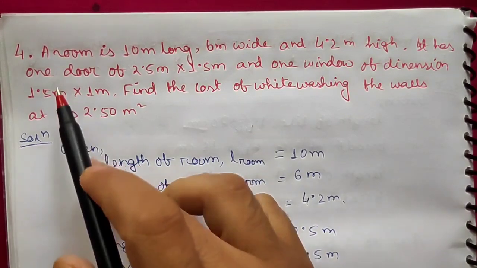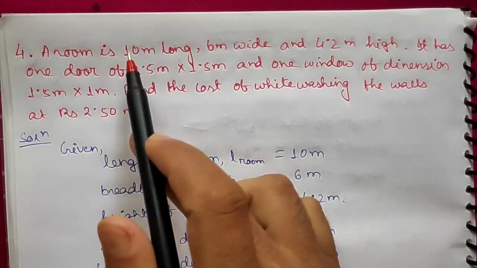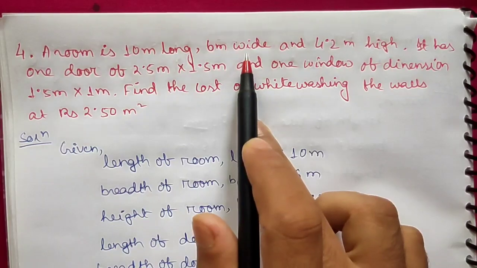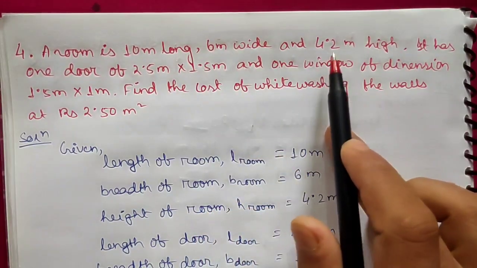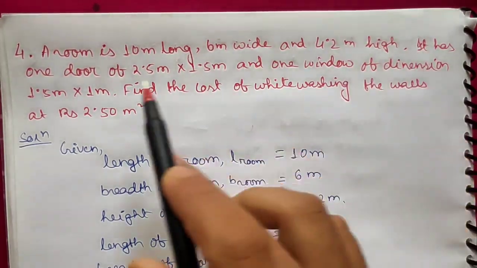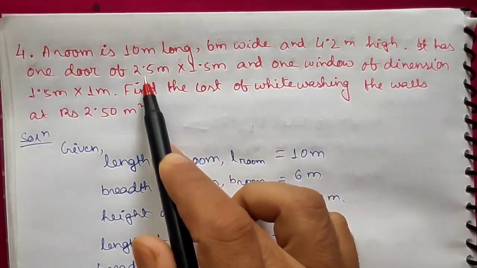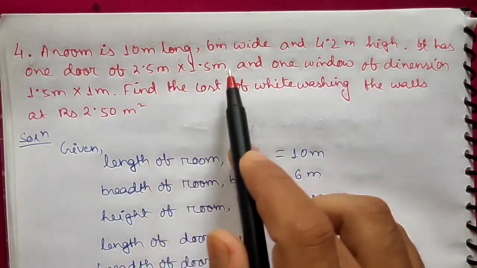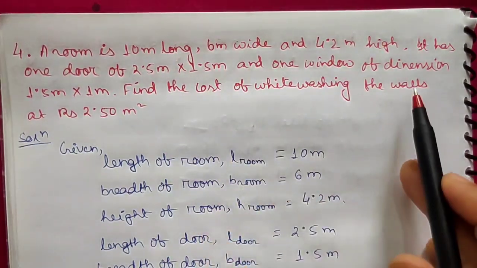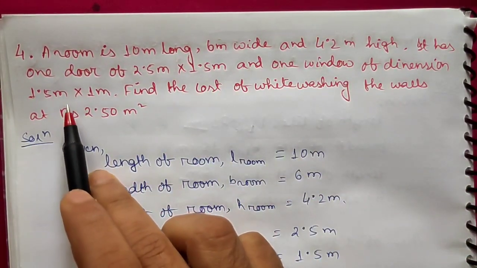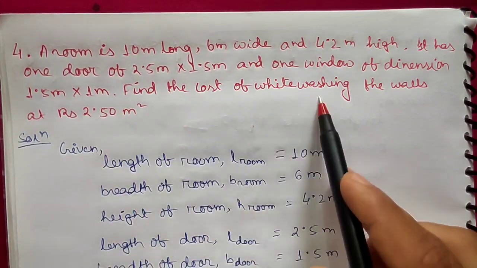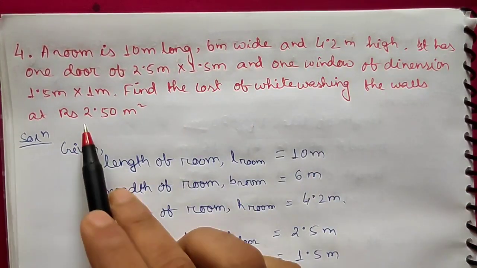Now come to our fourth question. Here what is written? A room is 10 meter long, 6 meter wide, means breadth, and 4.2 meter height. It has one door of 2.5 meter and 1.5 meter, that means 2.5 meter is the length and 1.5 meter is the breadth, and one window of dimensions 1.5 meter and 1 meter. Find the cost of whitewashing the walls at the rate of rupees 2.5 per meter square.